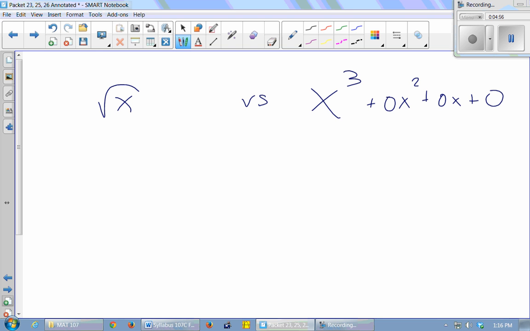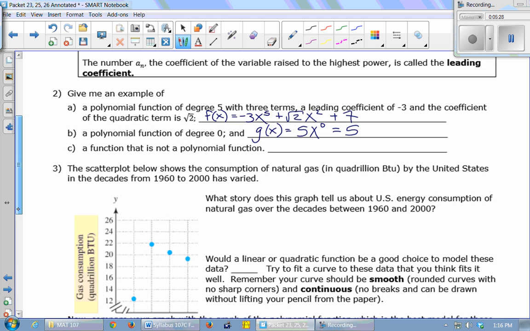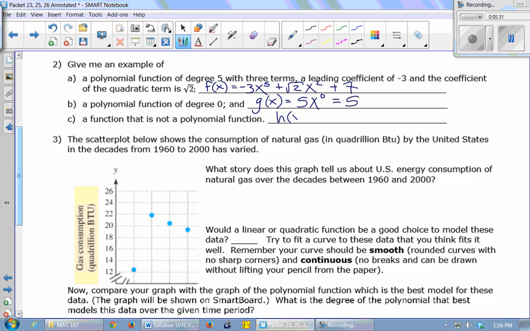Right? But square root x, I can rewrite as x to the 1/2. So it does have an exponent. Right? But what about that exponent makes this not a polynomial? It's a fraction. Yeah, it's not an integer. Yep. Not an integer is what makes that not a polynomial. Polynomials have to have integer exponents. So I can write that the square root of x is a non-polynomial function. Somebody give me another one that's not a polynomial.